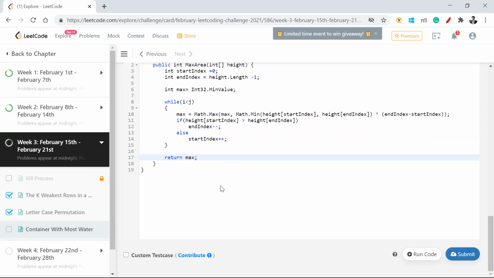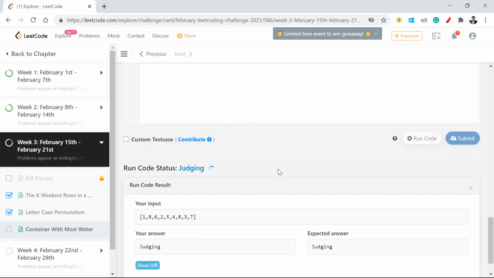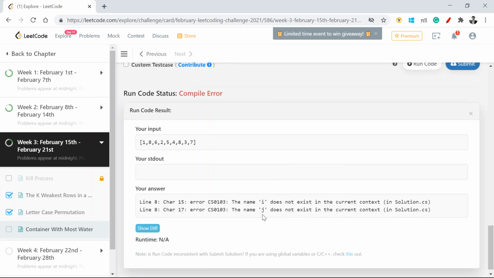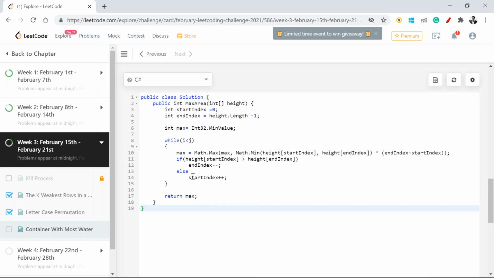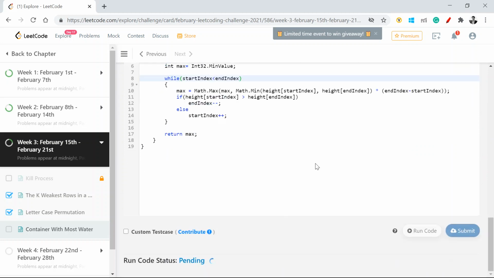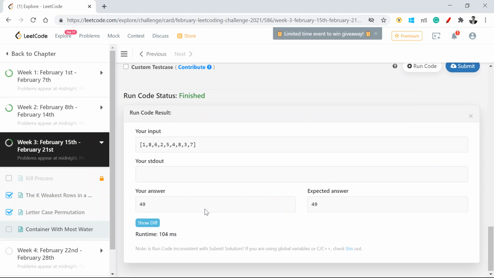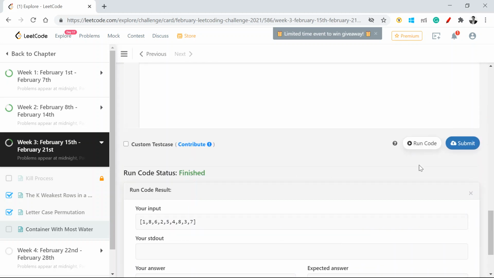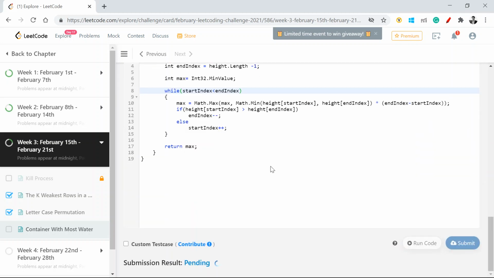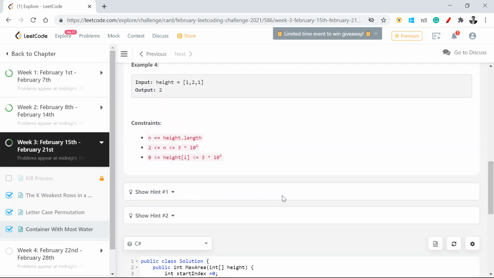Okay, let's run it. Okay, int does not exist. Habits. Okay, it got finished. I got 49 as a result. Let's submit it. It got accepted. So this is it.